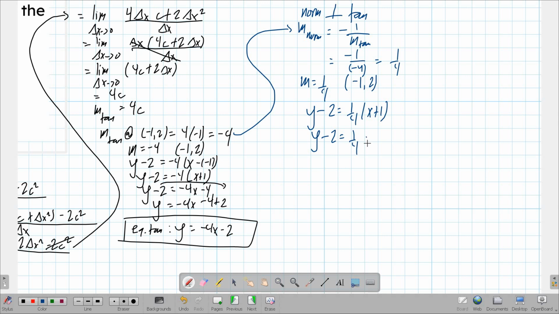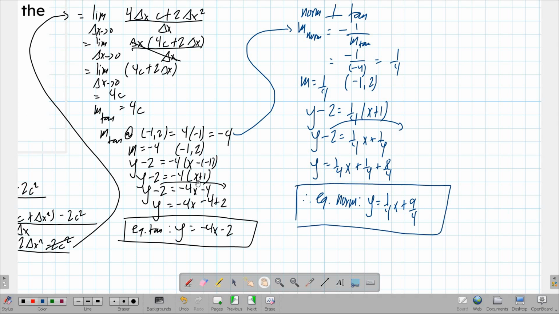That becomes 1/4 x plus 1/4, and then transpose 2. I'm going to have y is equal to 1/4 x plus 1/4 plus 2, which is 8 over 4. Therefore, the equation of the normal line becomes y is equal to 1/4 x plus 9/4.